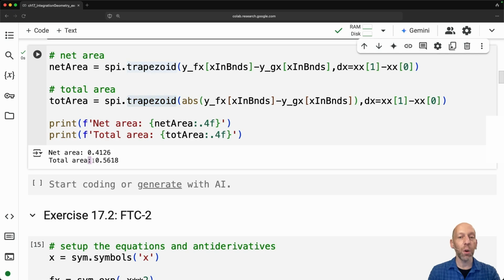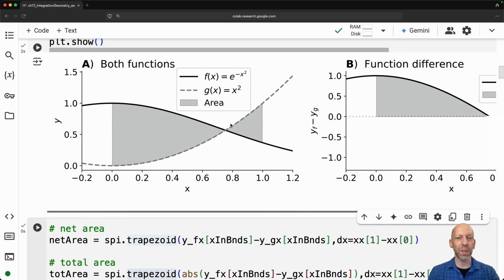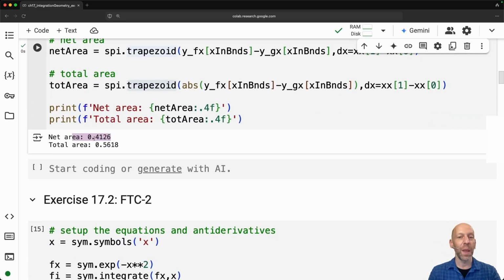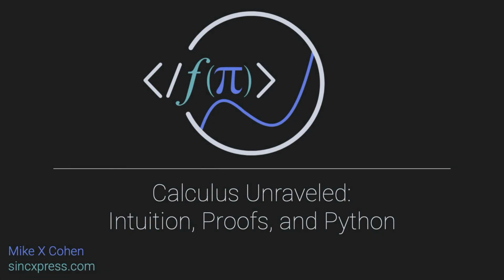Of course, the total area is larger than the net area. And I say, of course, because the functions flip with regards to each other. So the sign changes. So there's negative area and positive area. Therefore, the net area will be a little bit smaller than the total area. And these values confirm what we calculated exactly analytically in the text, in the discussion around figure 3.